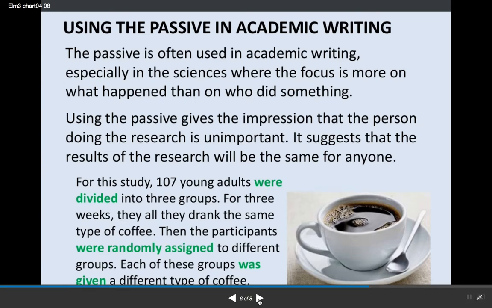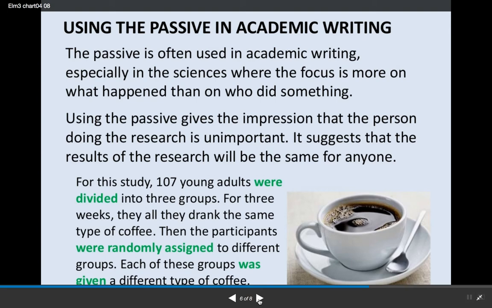Okay, still talking about using the passive in academic writing. The passive is often used in academic writing, especially in the sciences, where the focus is more on what happened than on who did something. Using the passive gives the impression that the person doing the research is unimportant. It suggests that the results of the research will be the same for anyone.